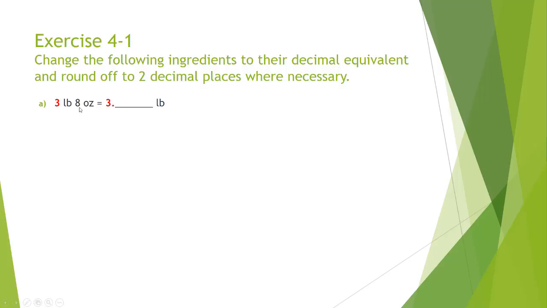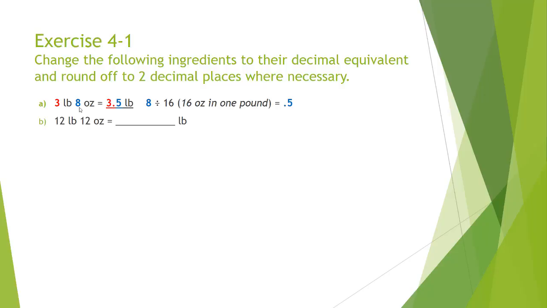And the way we do that is by knowing what our relationship is and what we do with it. In this case, we're going to take 8 and divide it by 16 because there are 16 ounces in 1 pound. That's our relationship between ounces and pounds. And 8 divided by 16 gives us decimal .5. Therefore, we get a final answer of 3.5 pounds. No rounding necessary here. There's only one decimal number. Let's move on to the next question.